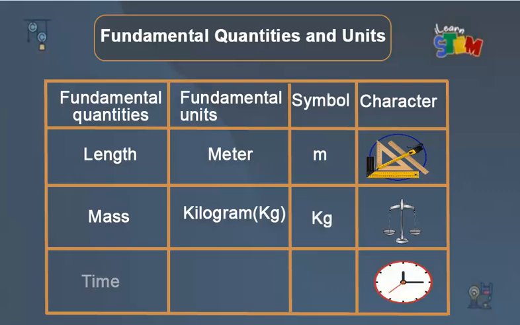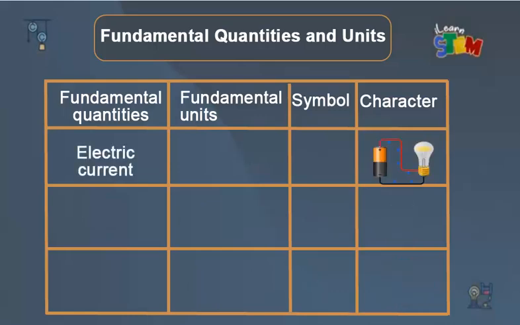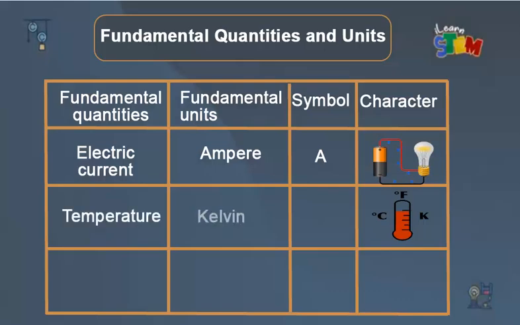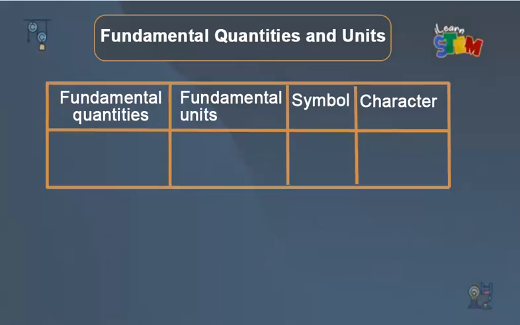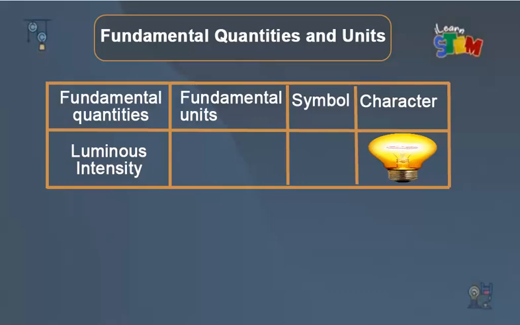3. We have time. The unit of time is seconds and the symbol is s. 4. We have electric current, the unit is ampere, and the symbol is capital letter A. 5. We have temperature. The unit of temperature is Kelvin and the symbol is K. 6. We have the amount of substance. It is measured in moles, and it has the symbol mol. The last but not the least, we have luminous intensity. The unit is candela, and the symbol is cd.